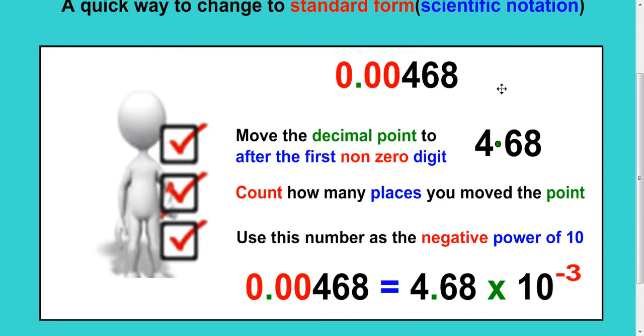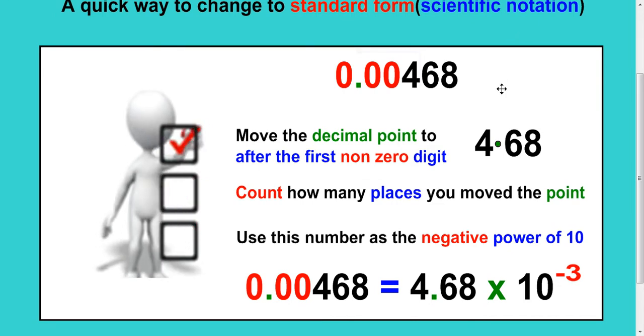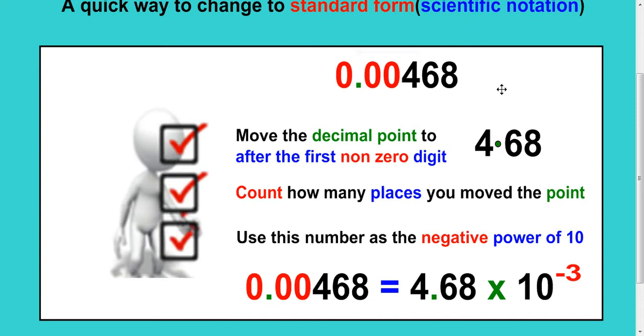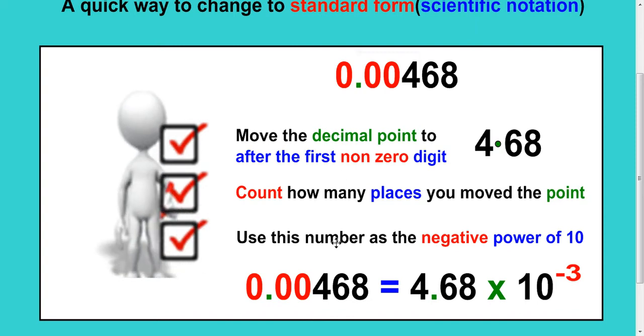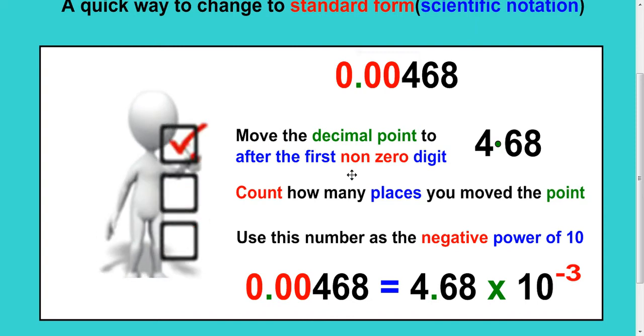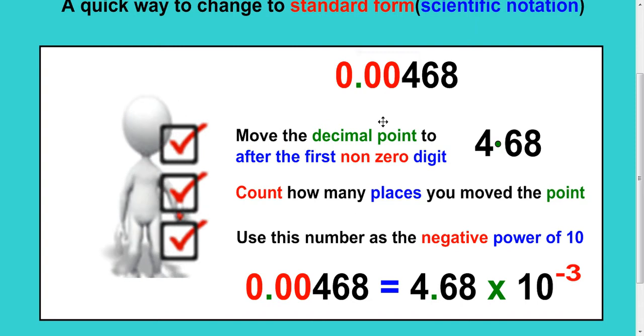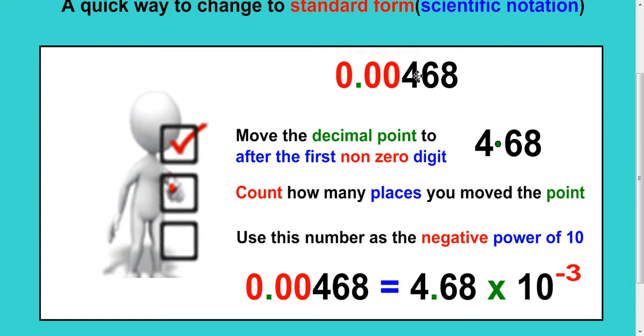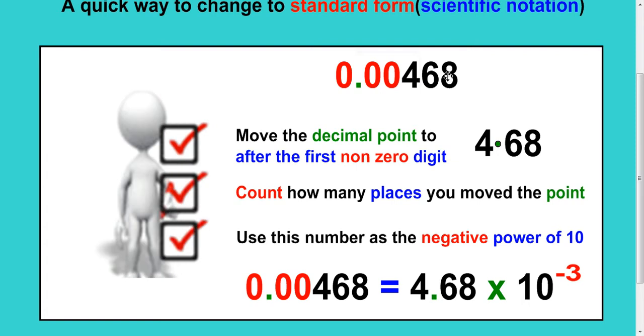Okay, in this lesson we'll look at how to change any small number into scientific notation. So there's rules here on the screen, and then we'll practice it 3 times. So here we're given a number, 0.00468. We're trying to change this into scientific notation.